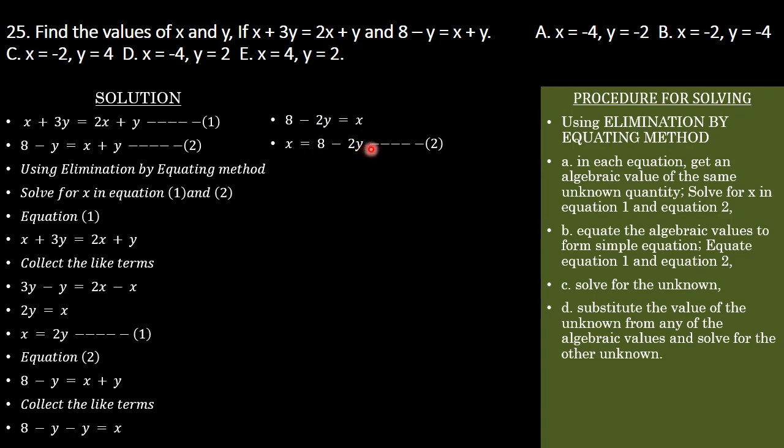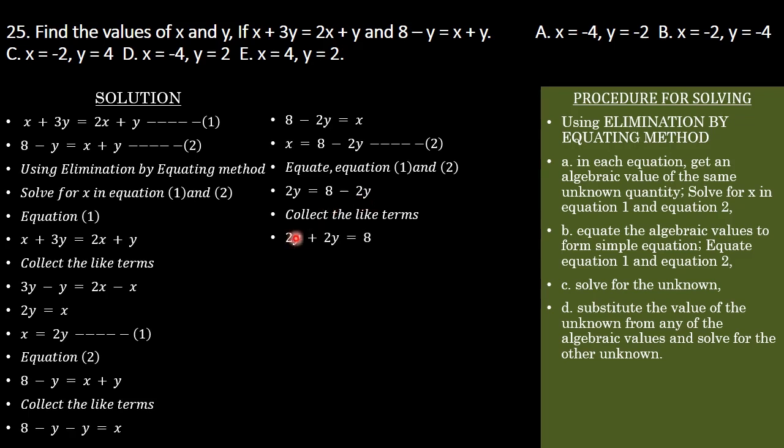The next step is to equate the algebraic values to form a simple equation. Equate equation 1 and equation 2. Here is our equation 1. We have 2y as x in our equation 1 and 8 minus 2y as x in our equation 2. Now let's equate them. We now have 2y is equal to 8 minus 2y. Let's collect like terms. We have 2y plus 2y equals 8. 4y is equal to 8. Then divide both sides by 4. We have y to be 2. y is equal to 2.